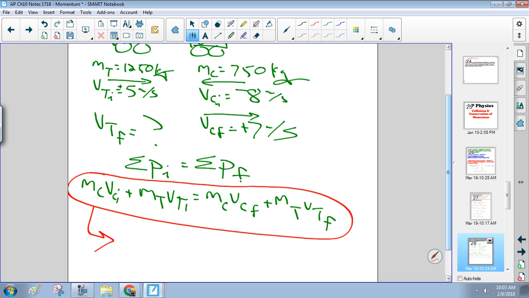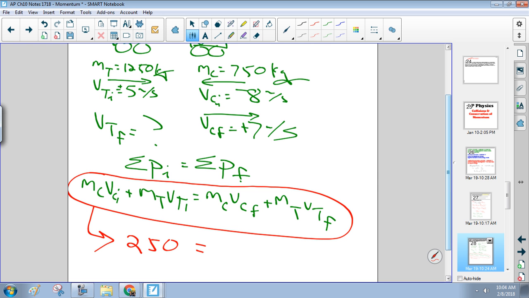I hate you all. I got -4, but -4? All right, well, let's check it. So let's see. So total momentum before, 1250 times 5 minus 750 times 8. I guess I could have done it too. All right, so our total momentum before the collision is 250.